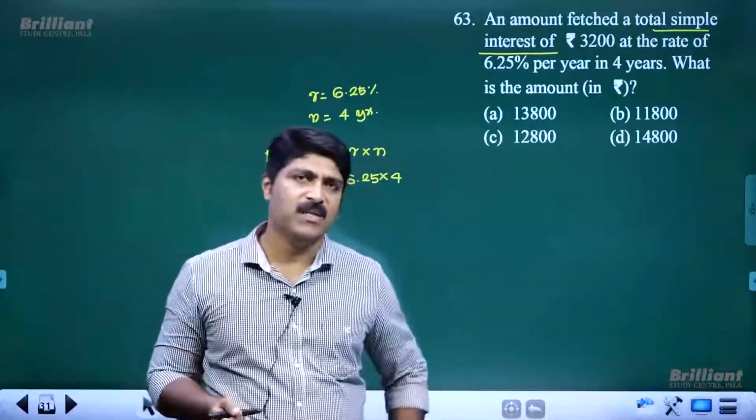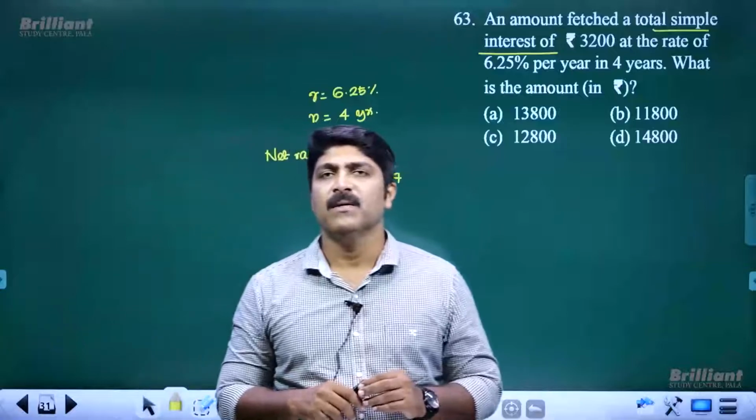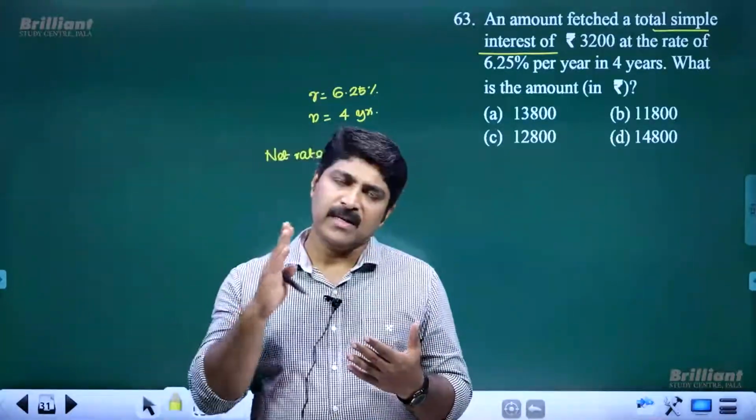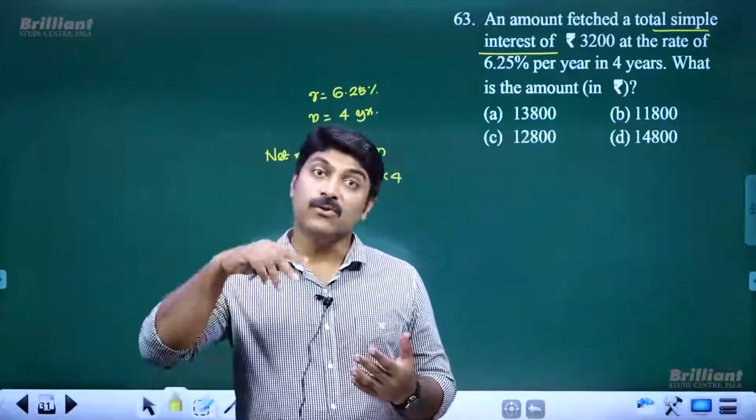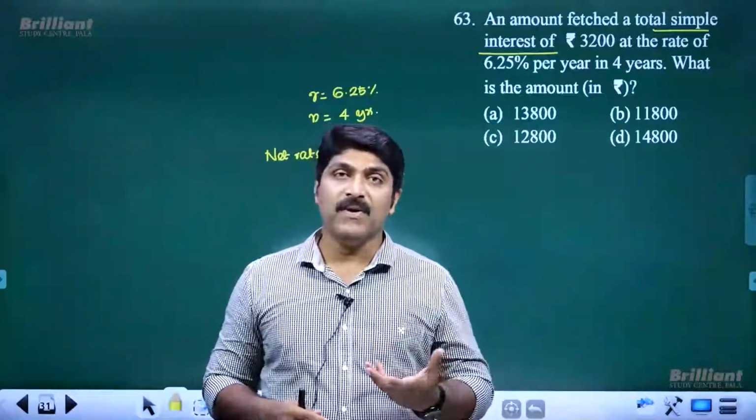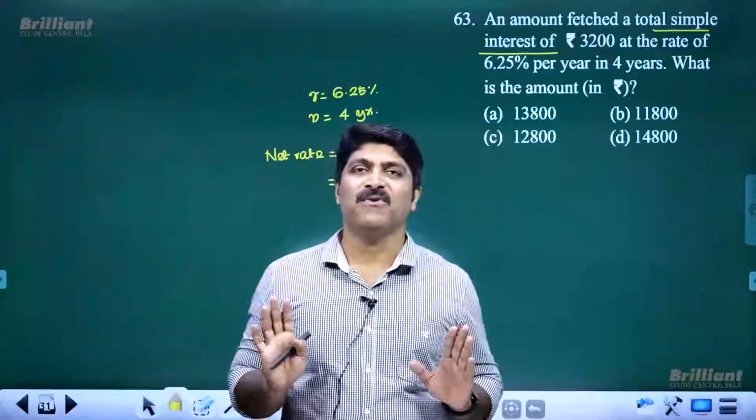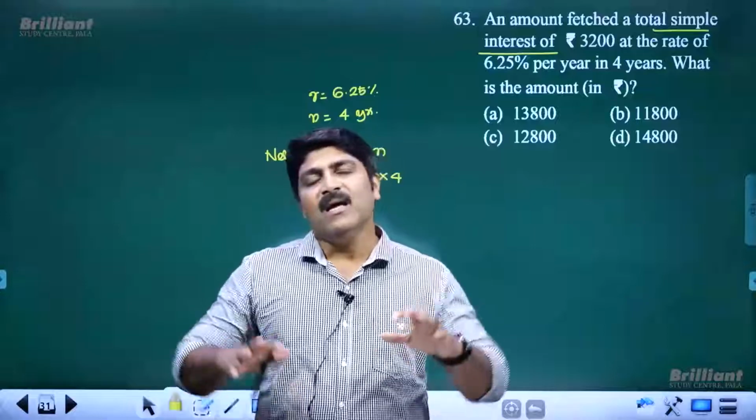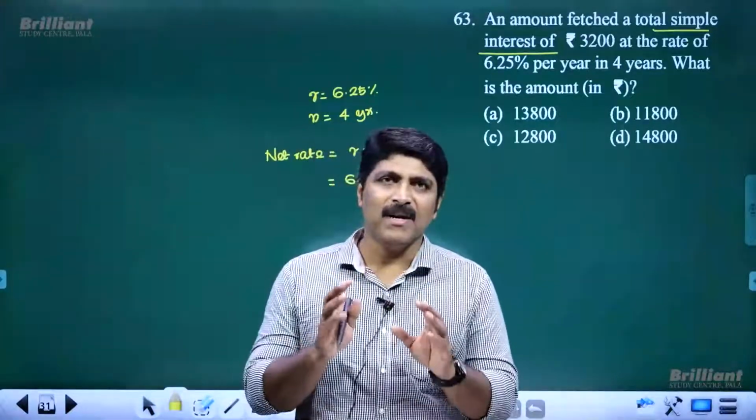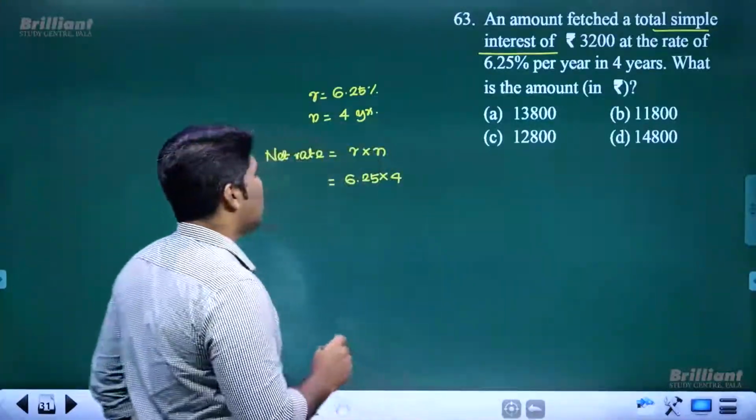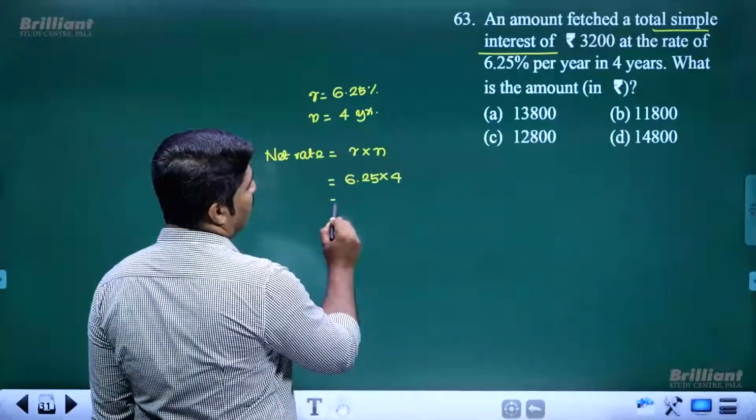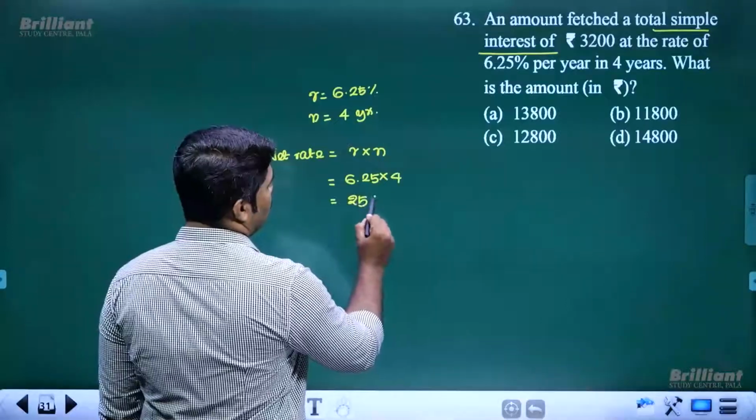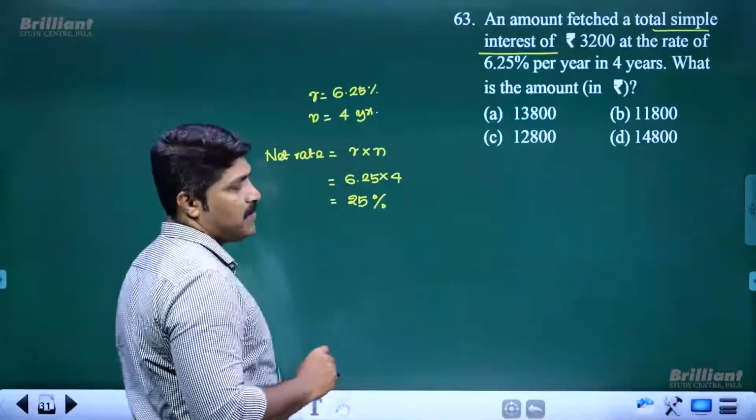In each year, as per this condition, it's a case of simple interest, 6.25% per year. So for 1 year, that is 1 time of 6.25. For 2 years, that is 2 times of 6.25. In a similar way, 4 years, that is 4 times of 6.25. That's the total rate of interest you can earn in 4 years. So that's a simple logic here. So therefore, this is 6.25 into 4. What will it become? 6.25 into 4 is equal to 25. So net rate is 25%.